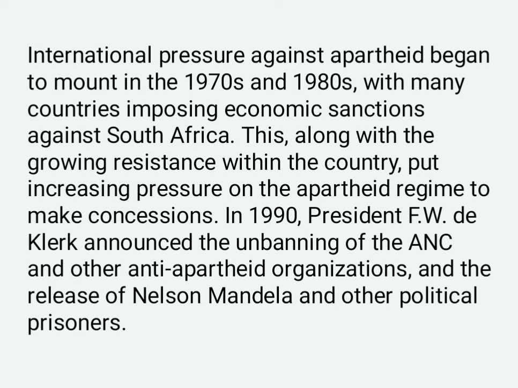International pressure against apartheid began to mount in the 1970s and 1980s, with many countries imposing economic sanctions against South Africa. This, along with growing resistance within the country, put increasing pressure on the apartheid regime to make concessions. In 1990, President F.W. de Klerk announced the unbanning of the ANC and other anti-apartheid organizations and the release of Nelson Mandela and other political prisoners.